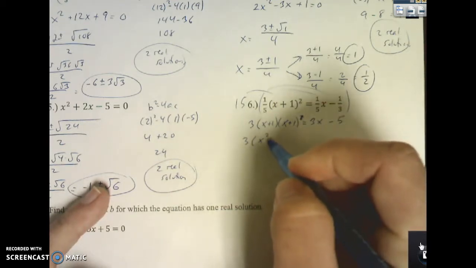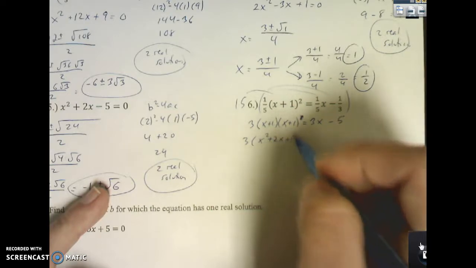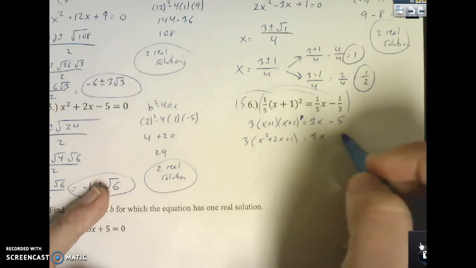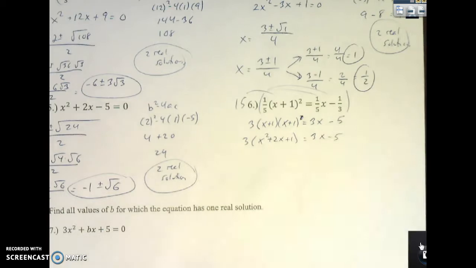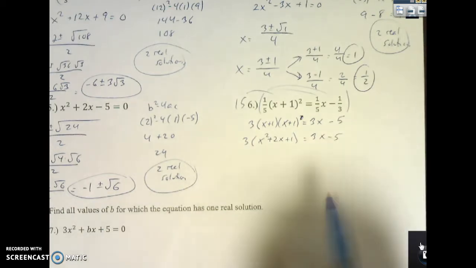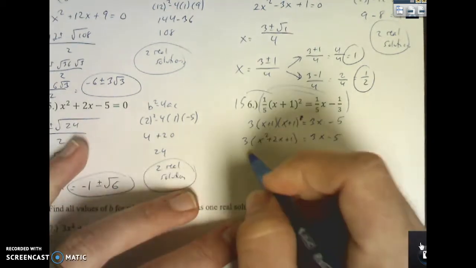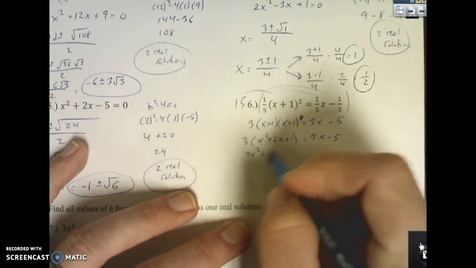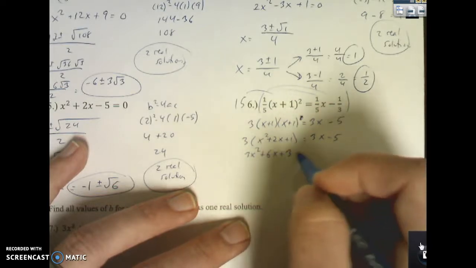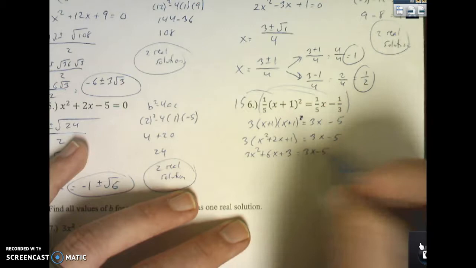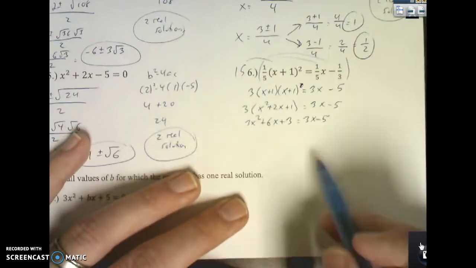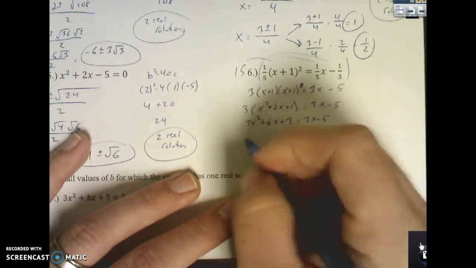X squared plus 2x plus 1. I did a little shortcut there. Hopefully everyone's comfortable with that. It's just foiling. If you have to show your work off the side, by all means do so. Now I can distribute the 3 in. And finally I can get everything equal to 0. Subtract 3x over, add 5 over.